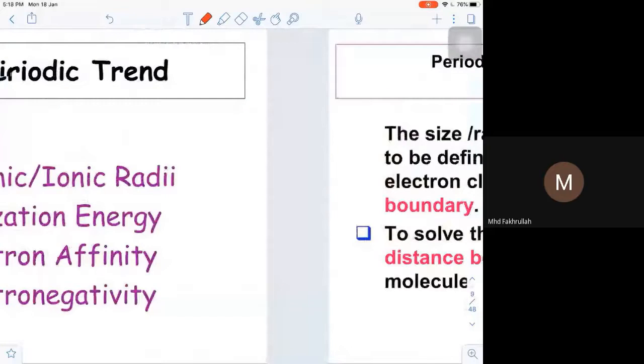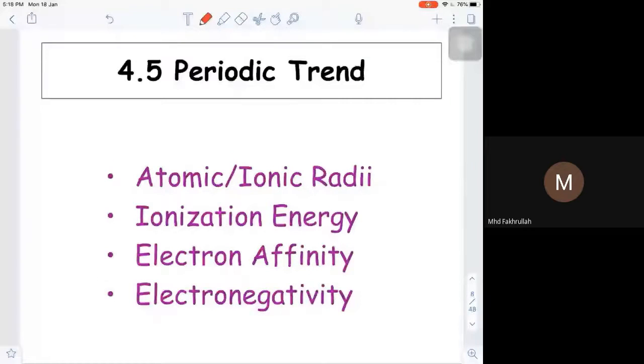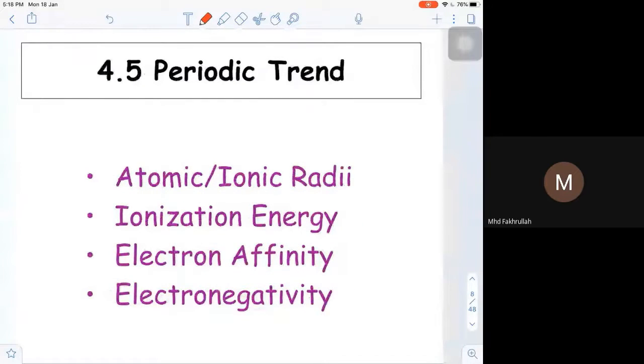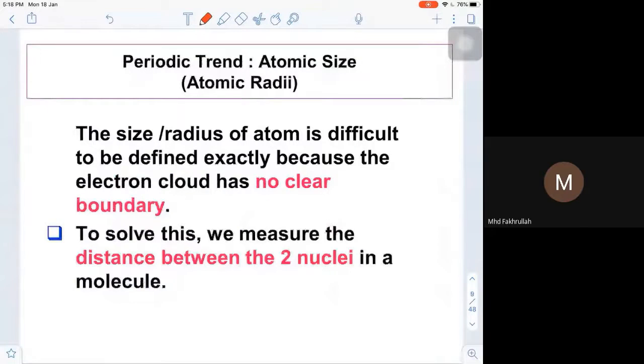The second trend that we want to discuss is the atomic size trend, the size of the atom in the periodic table. The size of the atom is difficult to define. It is hard for us to measure the size of the atom exactly because the atom is not like a ball where we can see the end line of the ball.